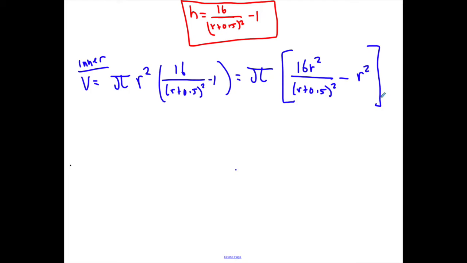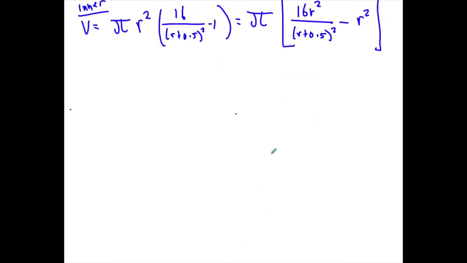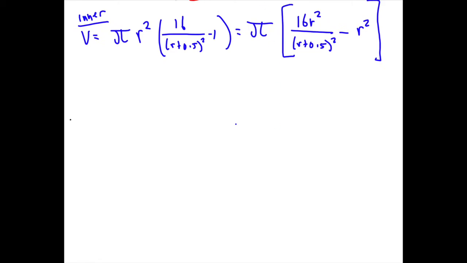So what I want to essentially do now is take the derivative of this function, because my goal is to find the optimum. So what I've got is pi times this derivative. If I'm going to do the derivative here, let's do this one at a time. We're going to use the quotient rule on the first piece.